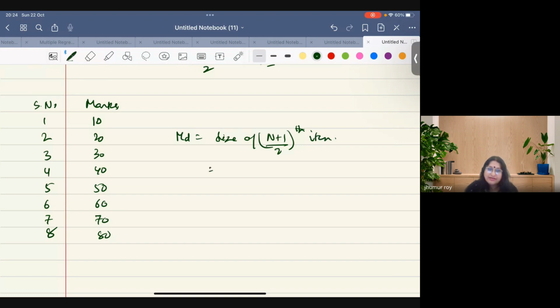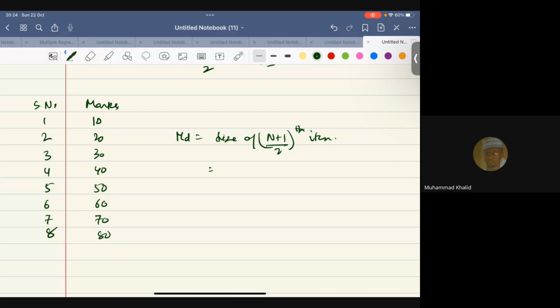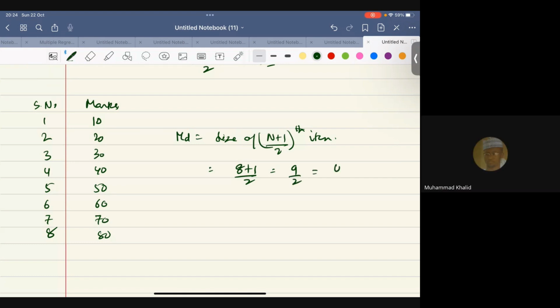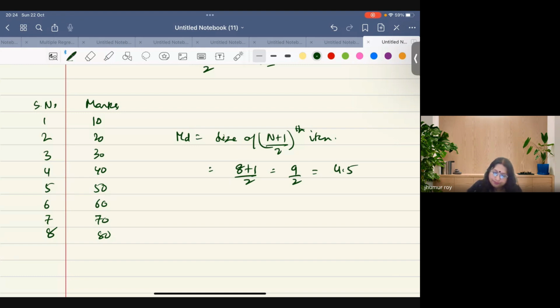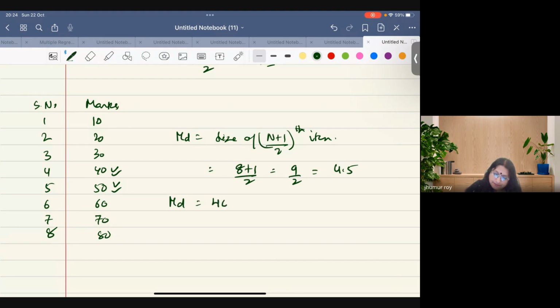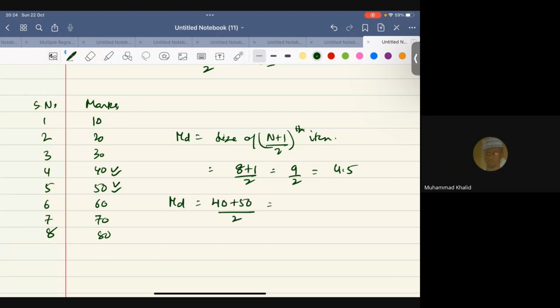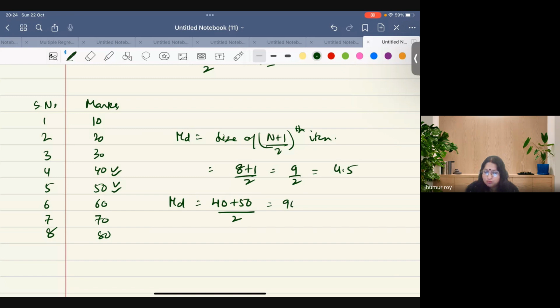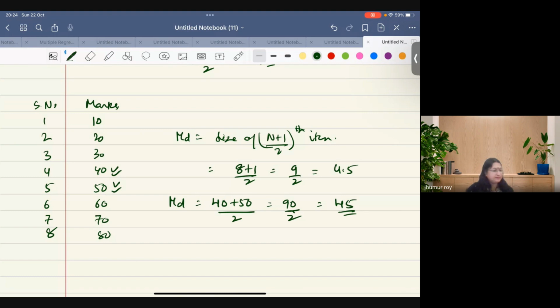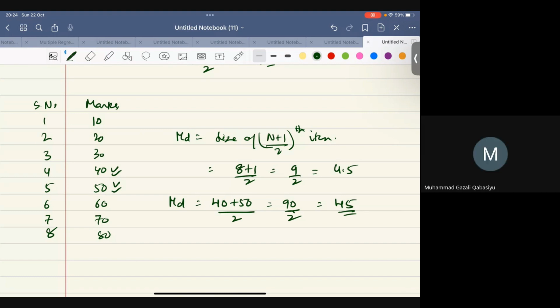How many values are there? We have 8. So it will be 8 plus 1 by 2, that is 9 by 2, which is 4.5. Now what is the fourth value? The fourth value is 40. What is the fifth value? 50. So the median will be 40 plus 50 divided by 2. That's 90 by 2, that is 45. Is it clear to everyone? Yes, it is clear.